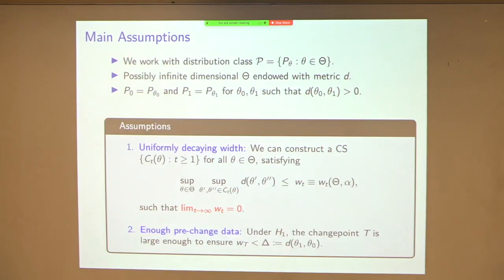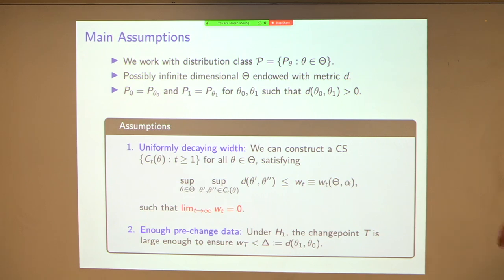Okay, so for the average run length, we have no assumptions. It just is 1 over alpha. For the detection delay, there are 2 assumptions, and I'll tell you why you need those assumptions. They're very mild, but you need them.